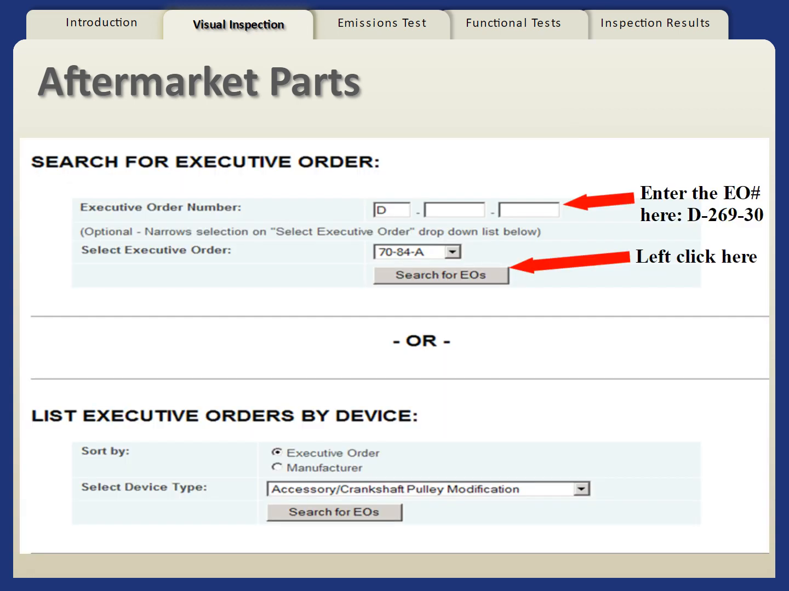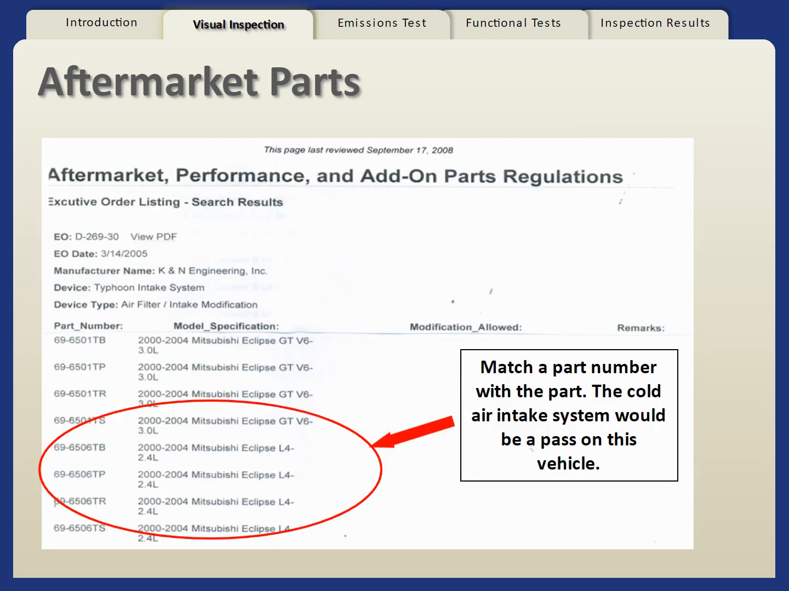This is a screenshot directly from the ARB website showing the search engine for EO numbers, or search by EO or manufacturer for the device type. This screenshot confirms that the EO part number for the cold air intake system matches the vehicle application. This would be a pass in the Other Emissions-Related Components category of the EIS.